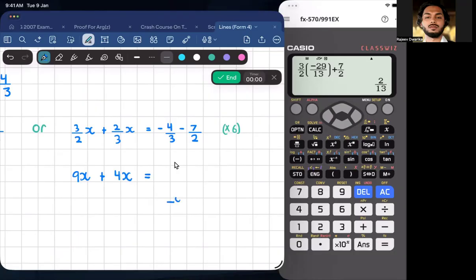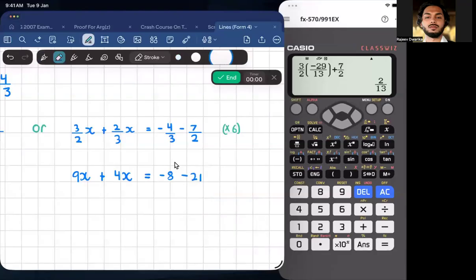Then we're going to have minus 4 over 3 by 6. 3 into 3 is 1. 3 into 6 is 2. Minus 4 by 2 is minus 8. Then we have minus 7 over 2 by 6. 2 into 2 is 1, 2 into 6 is 3. Minus 7 by 3 is minus 21.